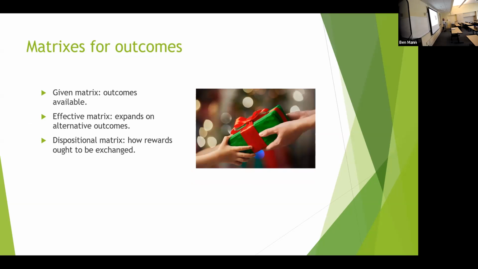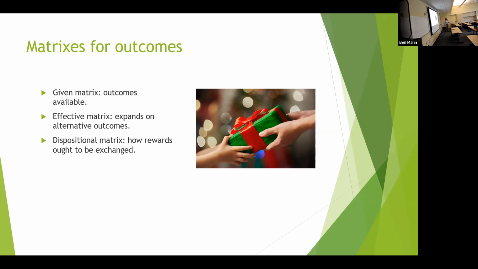Additionally, there's this idea of matrices that we use for how we evaluate relationships. We might look at the outcomes available. For instance, we might say, okay, overall, we see this relationship as a net positive. It helps us develop a closer connection. The effective matrix is examining our relationship compared to alternatives. For instance, if you choose to take a relationship that is platonic and make it a more romantic relationship, or move back from that, that would be an example of changing the outcome of the relationship.